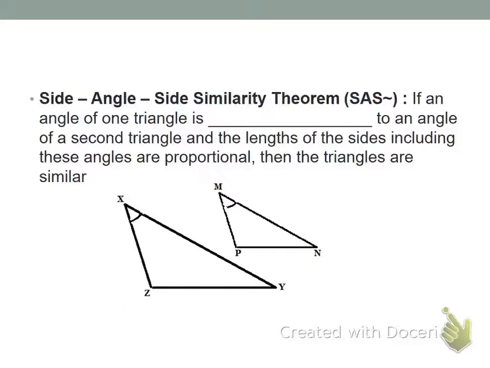All right, picking up where we left off with section 6.5. The side angle side similarity theorem, which, yes, should be SAS, not SSS. If that's what it says in your notes, you can fix it.